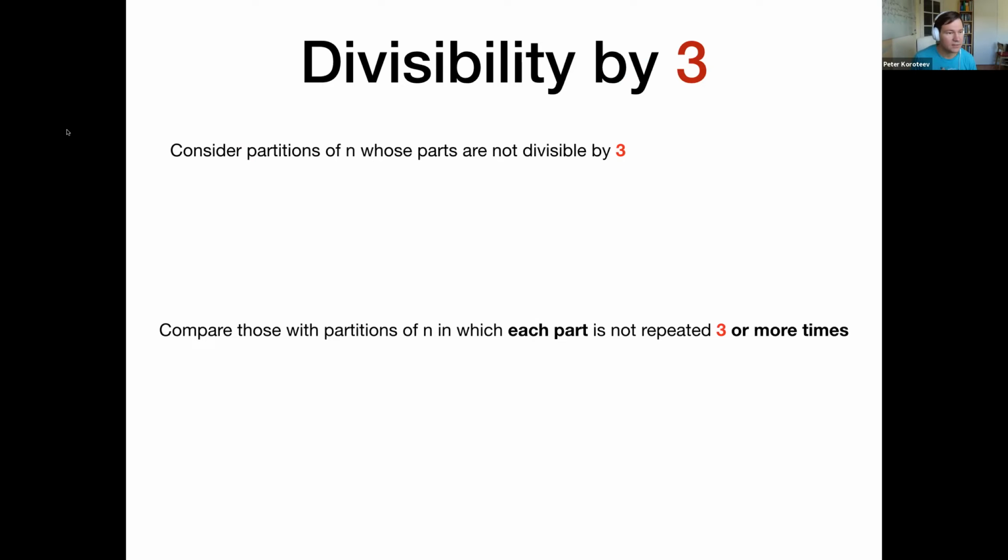I saw homework by Emily. Yesterday I checked, and she looked at some examples. So Emily, do you want to explain? Yeah, sure. I'm not sure if I did it correctly, but what I did was I listed all of the partitions of 11, and I went through every single one, and I found all of the ones that weren't divisible by 3, and then not repeated 3 or more times, and I found that they're the same number.